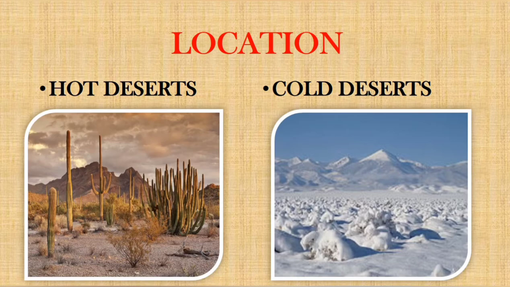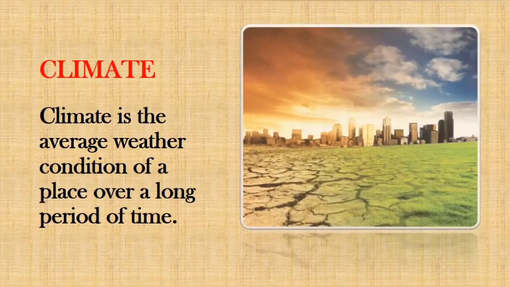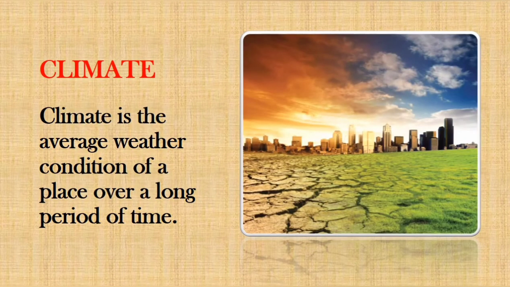Next, let us see about the climatic condition of a desert. Okay. Yes. What is a climate? Climate is the average weather condition of a place over a long period of time. See the image? You can see in some places it is sunny and in some places it is cloudy, right? It is the climate of a place.